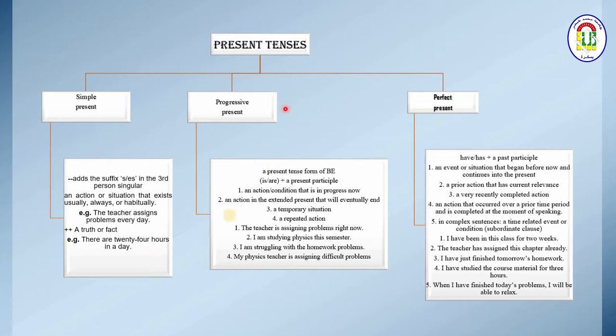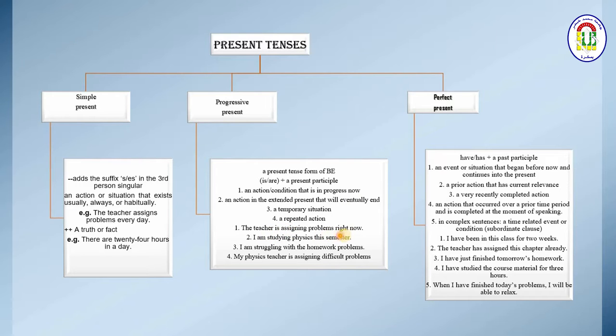We cannot change it. Also, we use the present progressive to express an action that is normally happening during the time of speaking. So a present tense form of be, which is either is or are or am. Am normally goes only with the first singular person, the speaker, I, plus a present participle. It is used to express an action or condition that is in progress now.